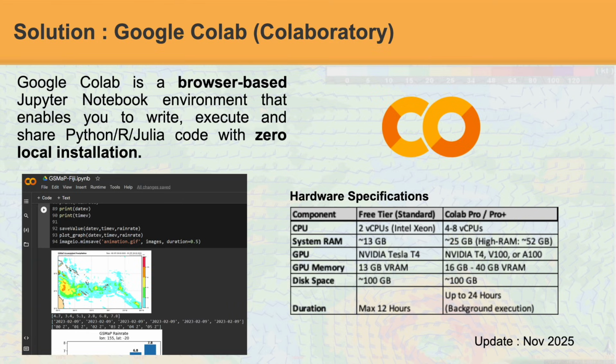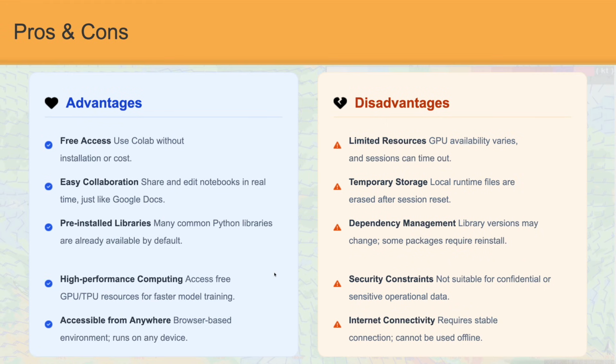This gives us several advantages. You can get access to powerful cloud hardware. Even the free version gives you around 12 gigabytes of RAM and free GPU. For satellite data processing, which usually involves large files and heavy computation, this is very helpful. Now, before using Colab, it's important to know about the strengths and limitations of Google Colab.